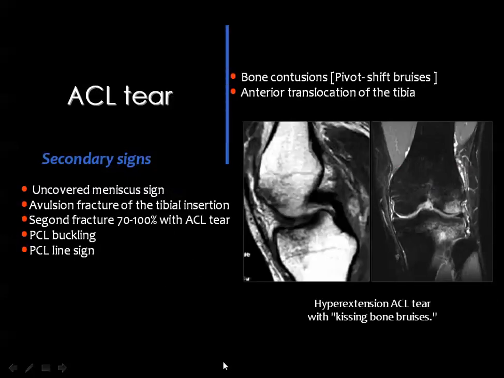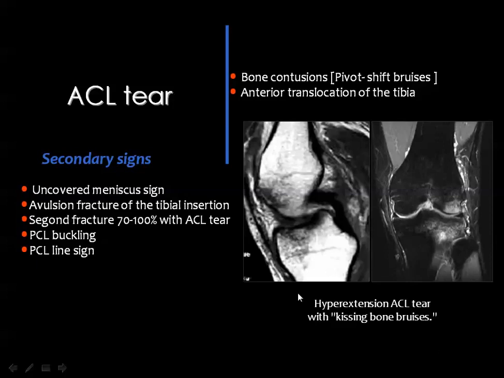And sometimes you are in doubt if the anterior cruciate ligament is torn or not, and there are many supportive signs for confirmation or exclusion of ACL rupture. I think that the two most reliable signs are the presence of bone contusions, because ACL rupture does not occur spontaneously, and what is known as anterior translocation of the tibia, which corresponds to the drawer sign performed by the clinician.